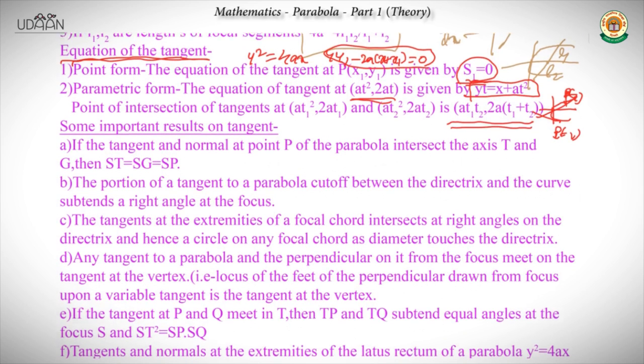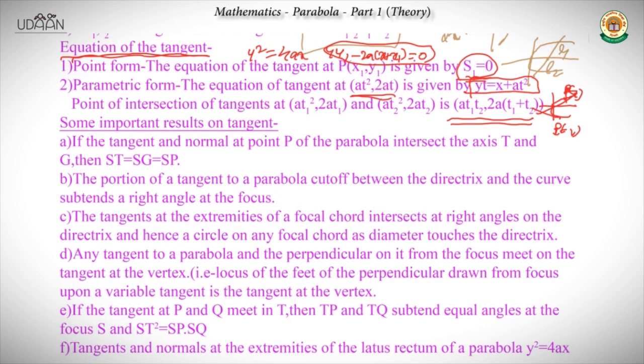Now let us study some important results on tangents of the parabola. If at any point we draw a normal and tangent both, and they intersect the axis at T and G, with the point being P, then ST equals to SG equals to SP. It's a very important property, you can remember that. Many of the questions might be based on that. Next, the portion of a tangent to a parabola cut off between the directrix and the curve subtends a right angle at the focus. If this is the directrix, this point and this point subtend the right angle at the focus. You have to remember this very importantly. It can be used in many problems. So all the points we will be studying now might be used in any of the questions.